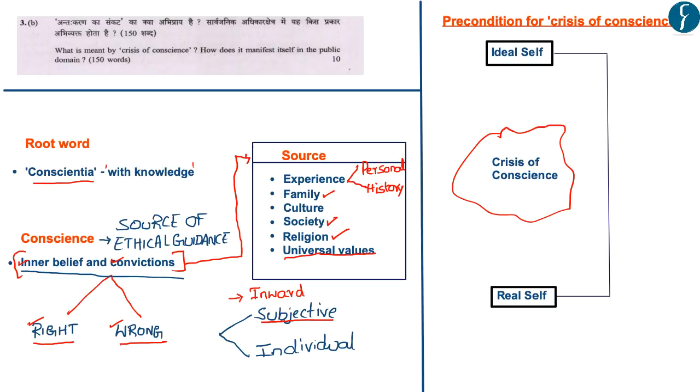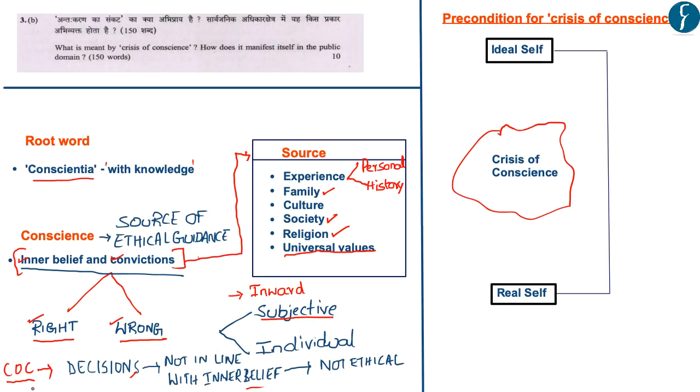Now, crisis of conscience is a situation when an individual's action is not in line with his or her inner beliefs and convictions, and thus an individual feels an action or a decision that is taken in contravention to his inner belief or conviction is not ethically tenable. In other words, crisis of conscience arises when an individual's action or decision is not in line with his inner belief of what is right and wrong, and thus the decision or the action is not ethically tenable.